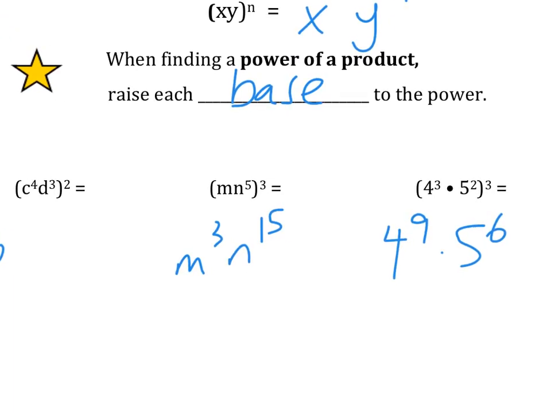Here's the key. m is really m to the 1st power. So when we're simplifying m to the 1st raised to the 3rd, 1 times 3 gives us 3. That's how we get m to the 3rd. And n to the 5th raised to the 3rd gives us 15. So that's how we get that.